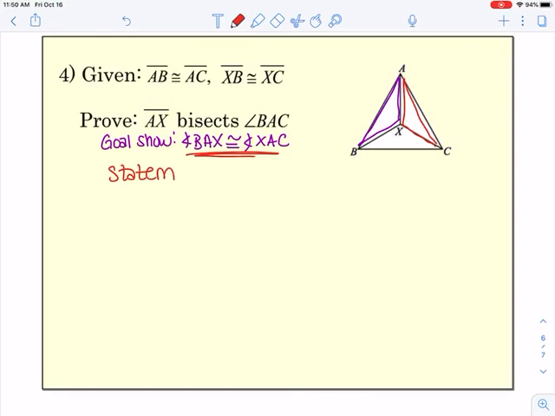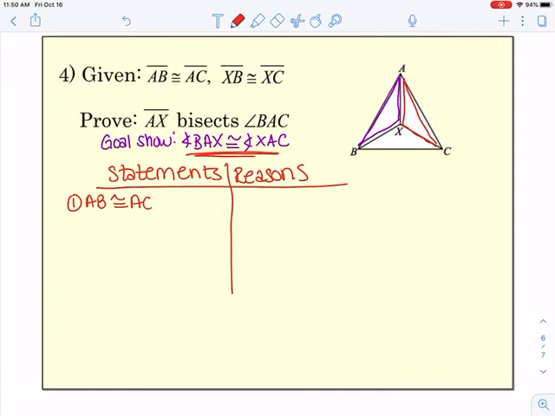So, statements and reasons. AB is congruent to AC and XB is congruent to XC. I know those are true because they were given. Those are my givens. Okay, fairly simple to see what's going to happen next. They share a common side, AX. So let's say AX is congruent to AX because of the reflexive property.